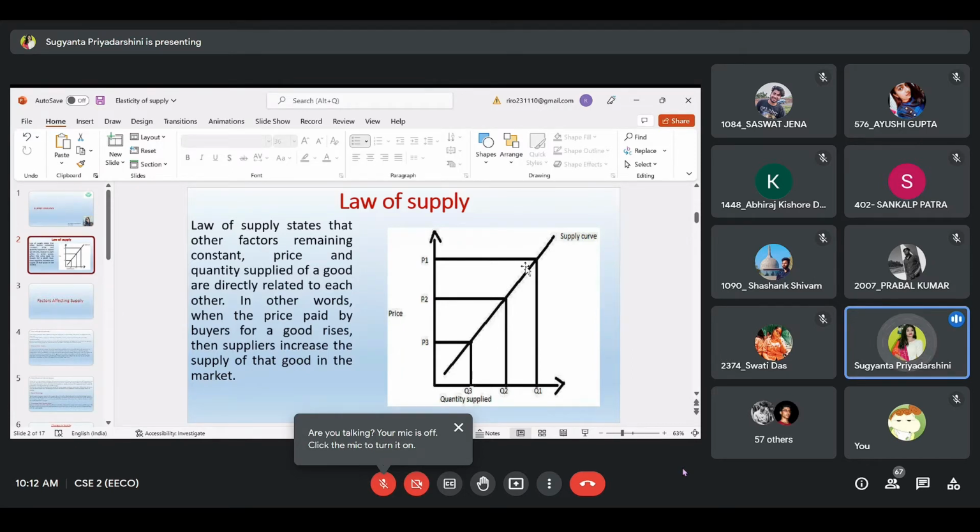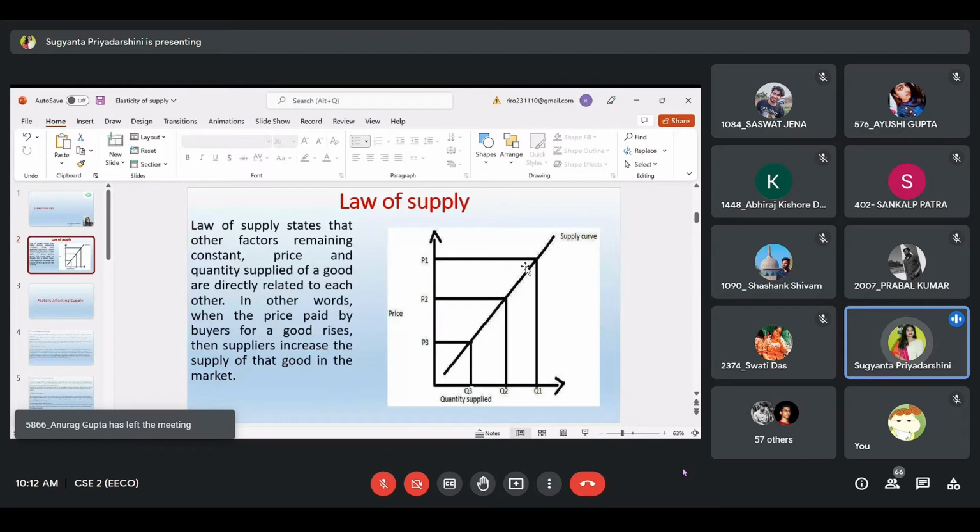Okay. See here, it has increased to P2 and finally it got to P1. So as the price increases, here we will observe that the quantity supplied also increases from Q3 to Q2 to Q1. Okay, so here we will observe an upward sloping curve, which shows that there is a direct relationship between price and your quantity supplied. Just mark it. We have an upward sloping curve. Is it understood now? What is this law of supply?